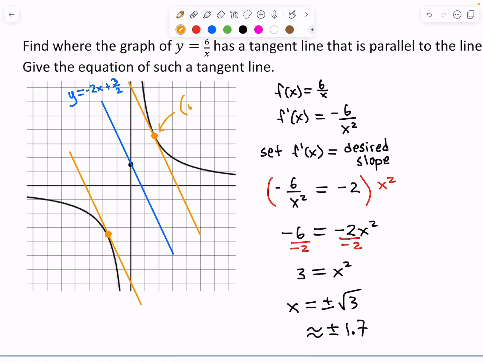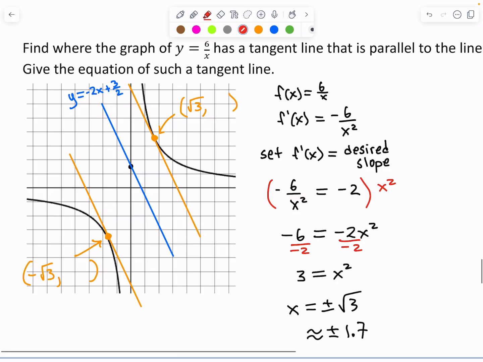This one is square root of 3, comma, some y coordinate. And this one is negative square root of 3, comma, some y coordinate. Well, how do you get the y coordinates? You would plug this x coordinate into this function to get the y coordinate. So 6 divided by square root of 3 would be the y coordinate of this point, and negative 6 divided by square root of 3 would be the y coordinate of that point.